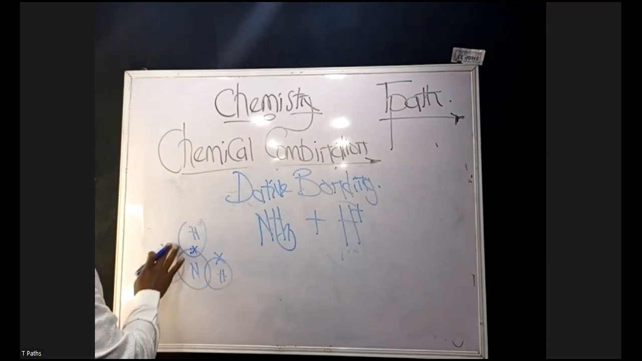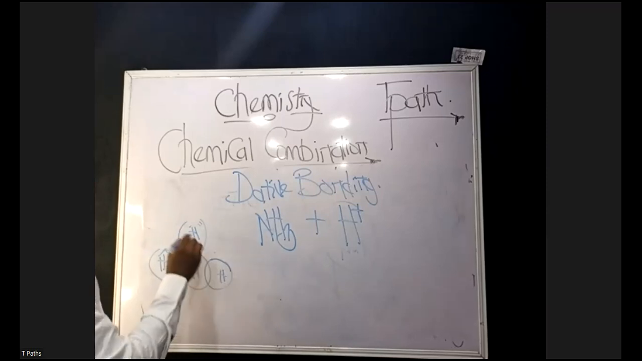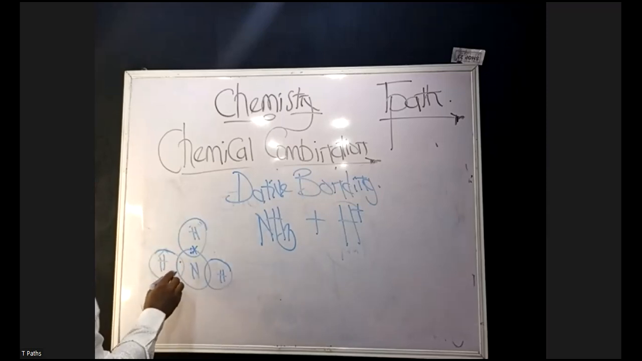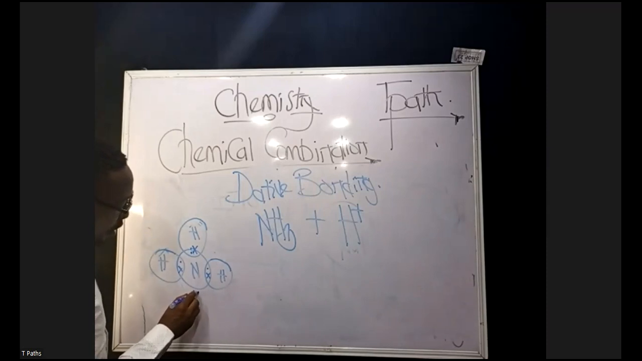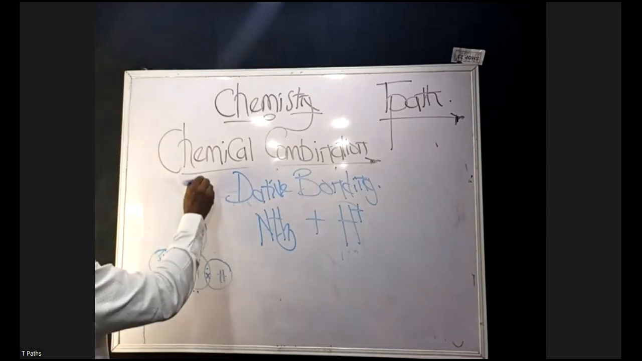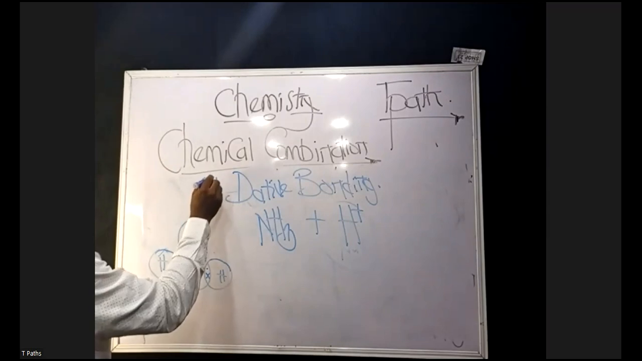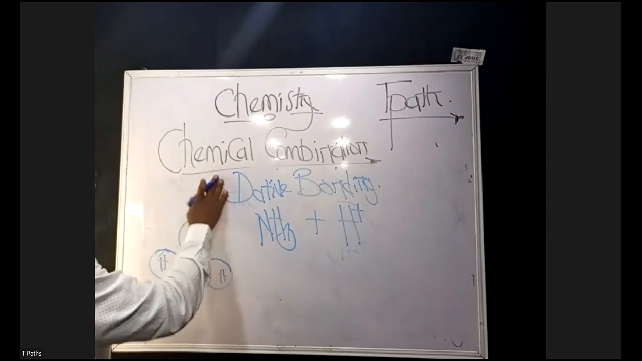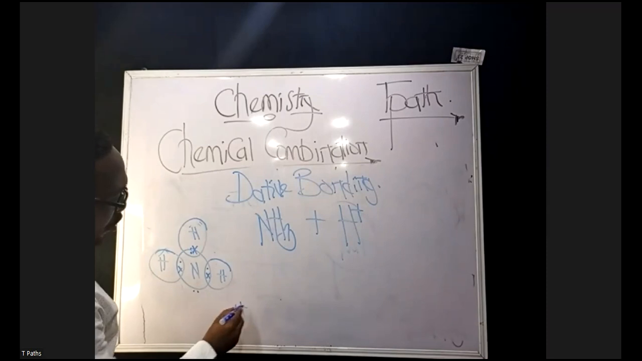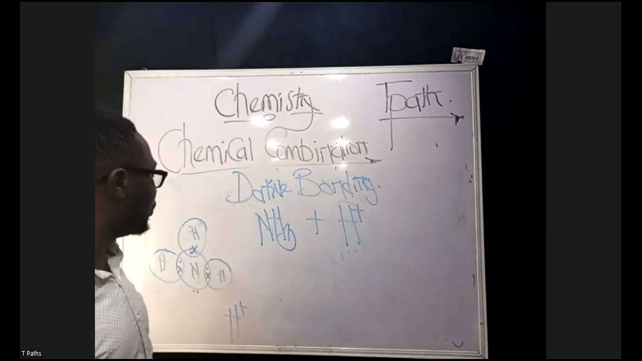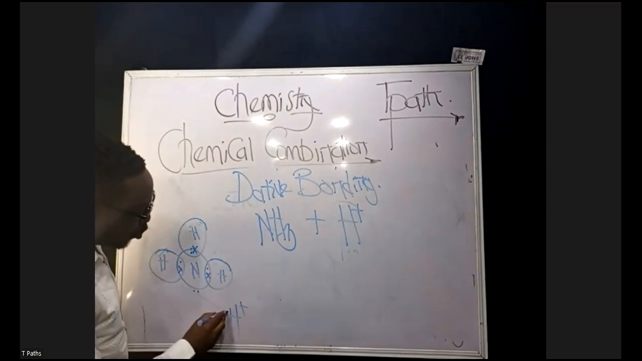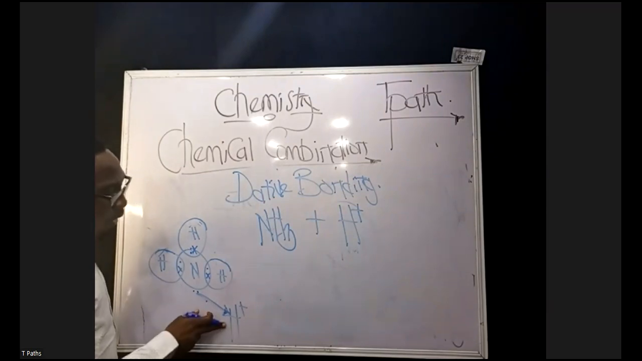Sorry, this is a mistake. So nitrogen itself has a lone pair. This is the lone pair of nitrogen here. Now we have H plus. H plus does not have any electron, but it wants to look for where it can bond. H plus can easily go here. You can see the arrow pointing to this.